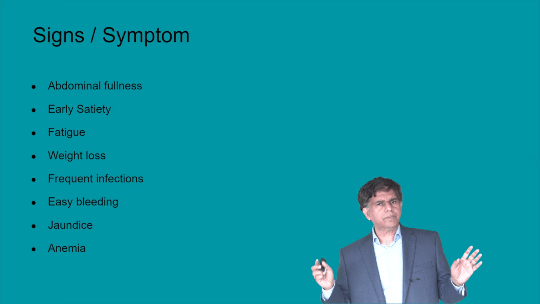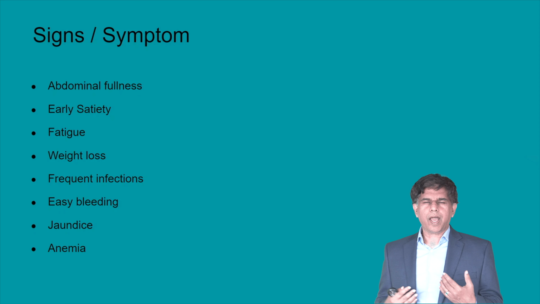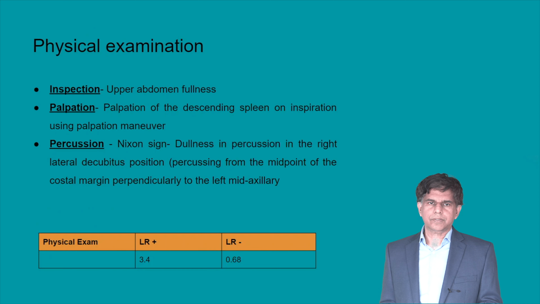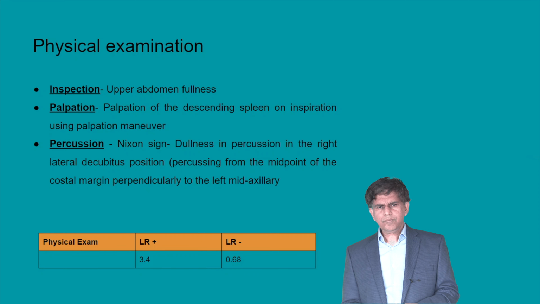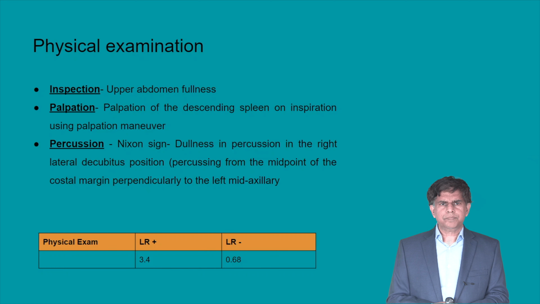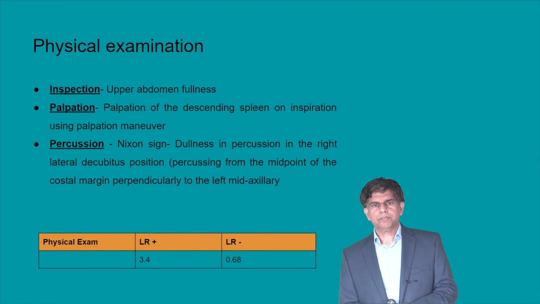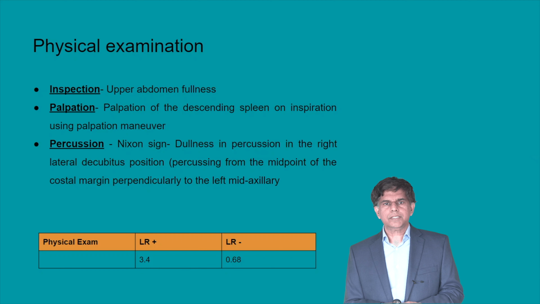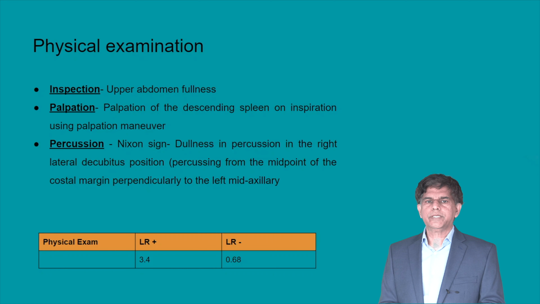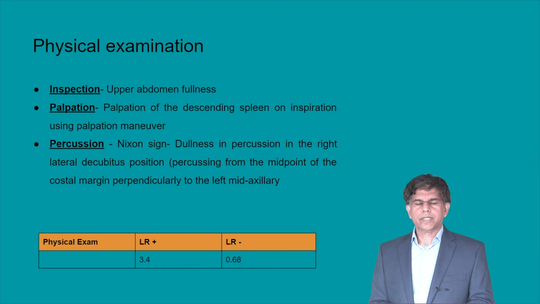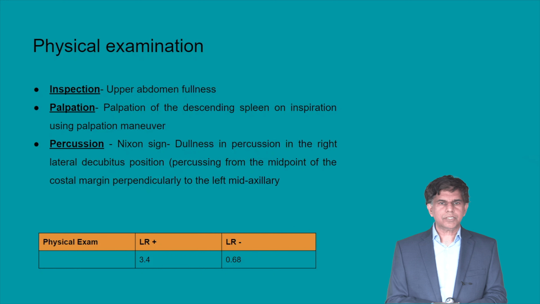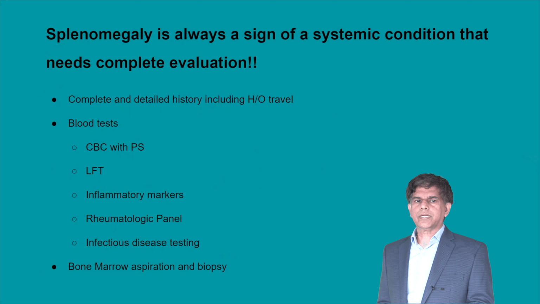Let's look at the signs and symptoms patients usually present with. First one is abdominal fullness. They get early satiety, fatigue, weight loss, frequent infection, easy bleeding, jaundice, and anemia. Those could be very common, okay? So physical examination: inspection, palpation, descending spleen on inspiration, percussion, Nixon sign, dullness on percussion in the right lateral decubitus position, midpoint, and the costal margin perpendicular to the left mid-axillary. The likelihood ratio of physical examination is pretty high, around 3.4. You can pick it up.